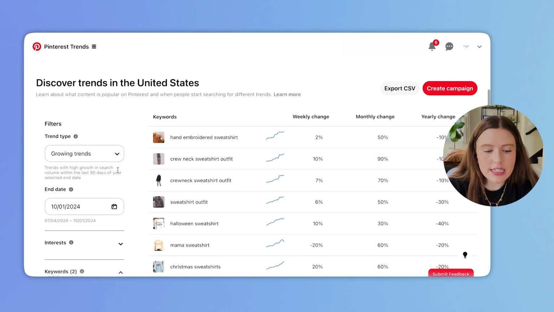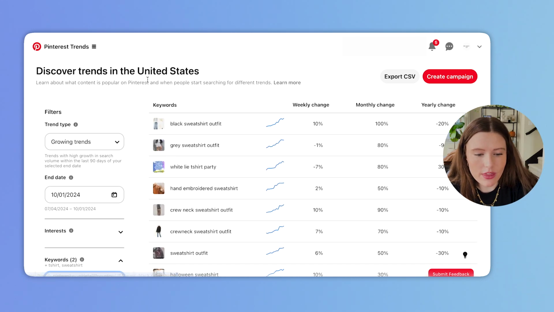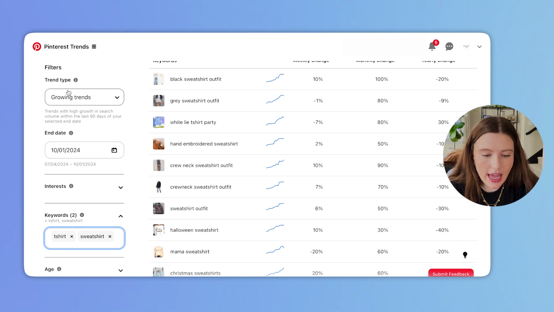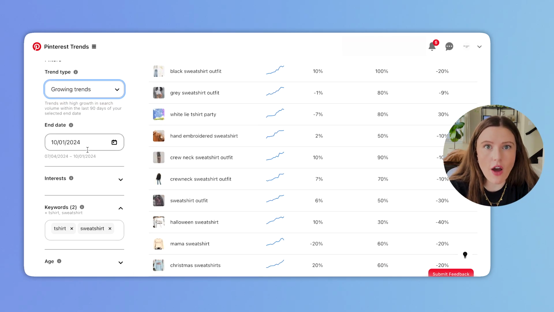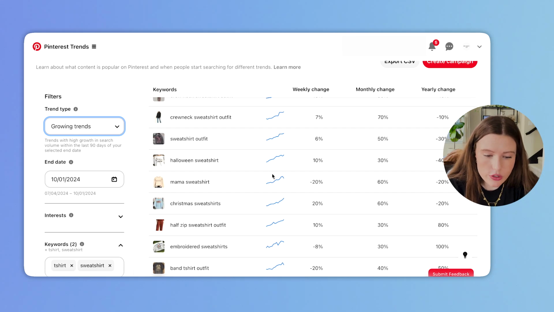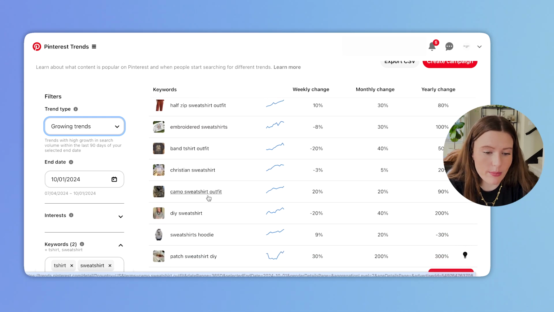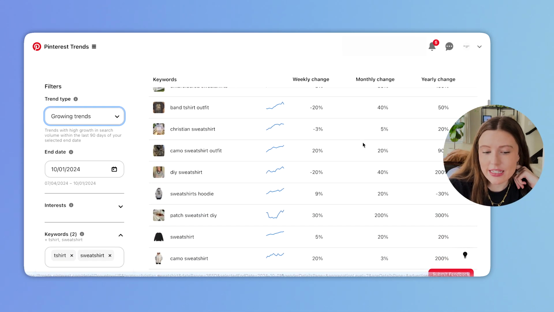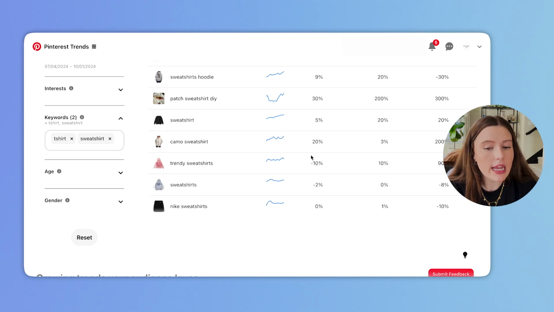I typed in t-shirt and sweatshirt, and what it spit out is a list of different things that people are looking at to add to their own pin boards and potentially buy off of Pinterest. So it makes it very clear here that there is mama sweatshirt, there's embroidered sweatshirts, there's Christian sweatshirts, camo sweatshirts, all types of different things that you'll be able to utilize to see, is there something that is emerging here that might make sense for you to incorporate into your own shop?